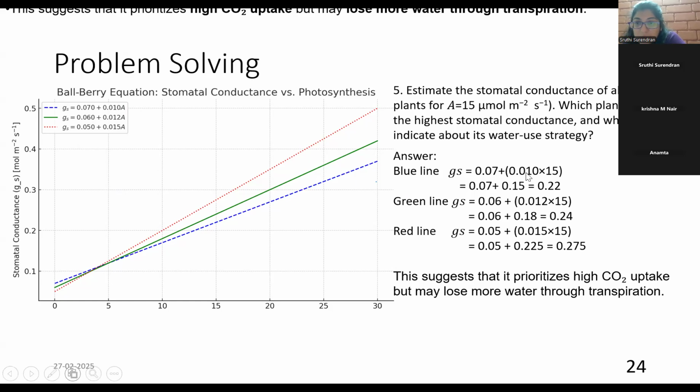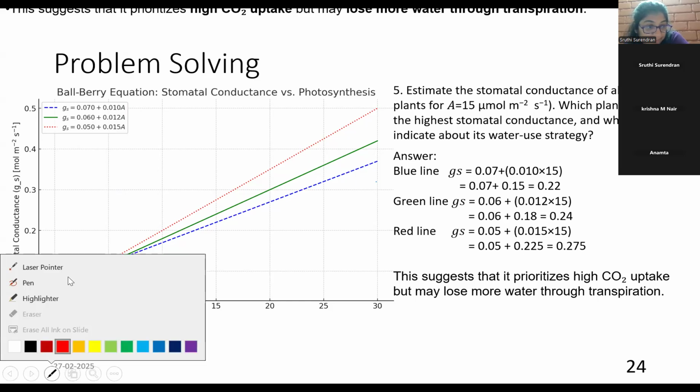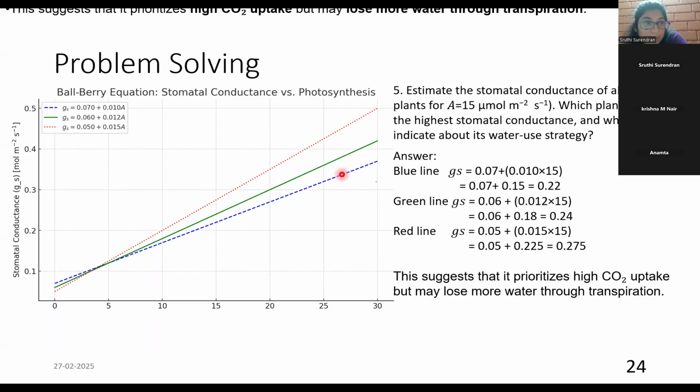So you just put 0.283. Okay. So this is how, for the blue line, 0.07 plus 0.01 into 15, you get the answer as 0.22. Same for the green line, you get 0.24, and for the red line, you get 0.275. So here, the stomatal conductance is highest for the red line.